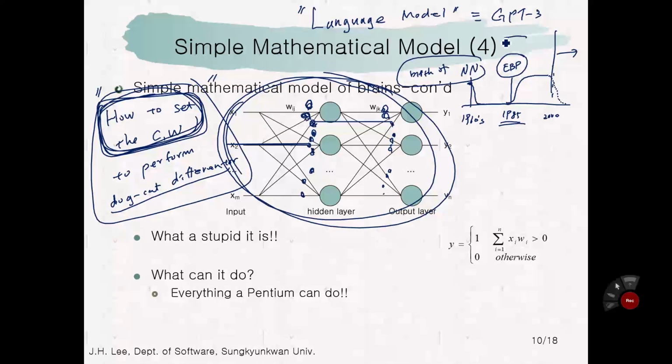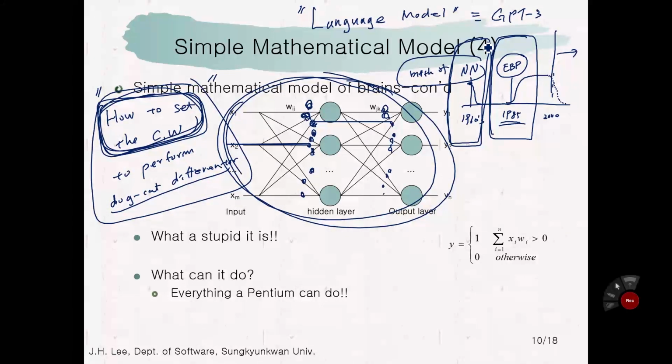So now let's focus here. Last week we focused on the neural network of the 1960s. But now let's move to 1985, when the first training algorithm was proposed. So the next topic will be the training algorithm, how to set up the connection weight. Okay.